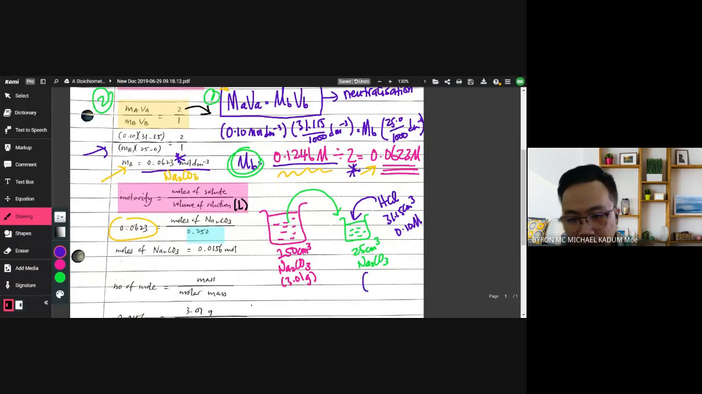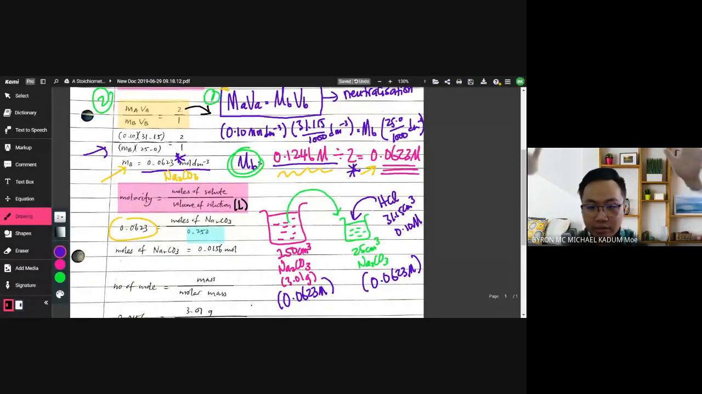Kepekatan di sini, 0.0623 molar yang dalam sini, akan sama juga dengan yang dalam sini. Kepekatan dia akan sama. Setuju atau tidak? Boleh tangkap ke tidak?